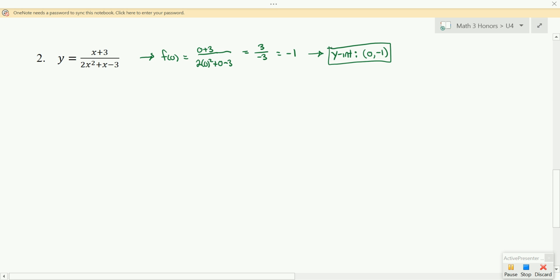What are we getting? So make sure you write it as a point. Make sure your work looks like this, that you've boxed in the y-intercept. 0, negative 1. Next step, we're going to find if there is a horizontal asymptote or not, and if there is, where it is. So that's when we find the limit as x goes to infinity of f of x. So go ahead, I'm going to pause and let you try that out.